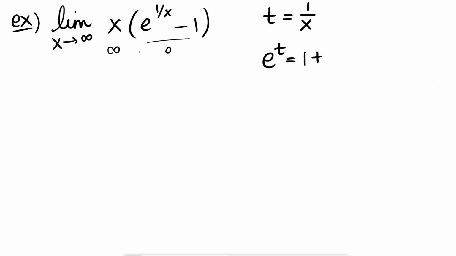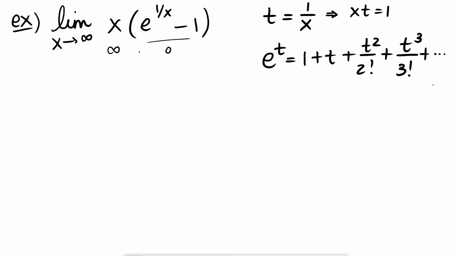E to the t would just be 1 plus t plus t squared over 2 factorial, right? It doesn't matter what that variable is. I could put a smiley face if I want to. It doesn't matter. I just need to make sure I'm consistent with how that works. So if I let t equal 1 over x, then if you solve this for x, multiply both sides by x, I get x times t is 1, and then divide by t. So x is 1 over t.